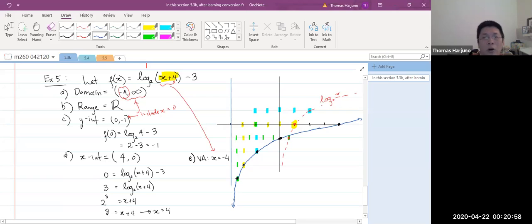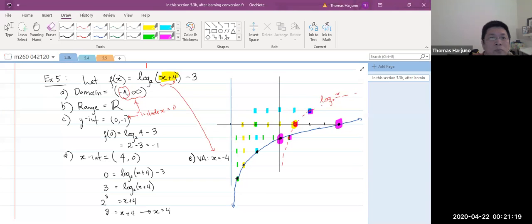Okay, so on top of the x-intercept and the y-intercept, I also have these original three important coordinates that I move 4 to the left and 3 down. Okay, that's how I get more coordinates.